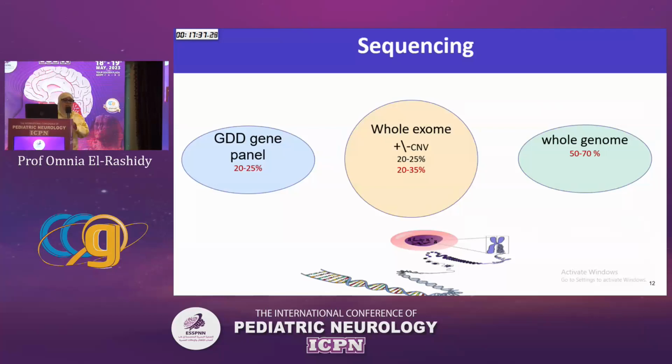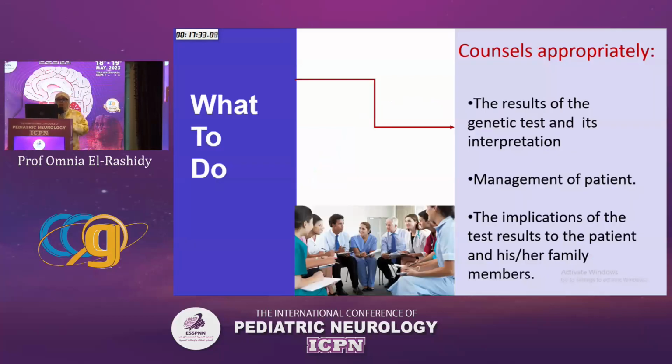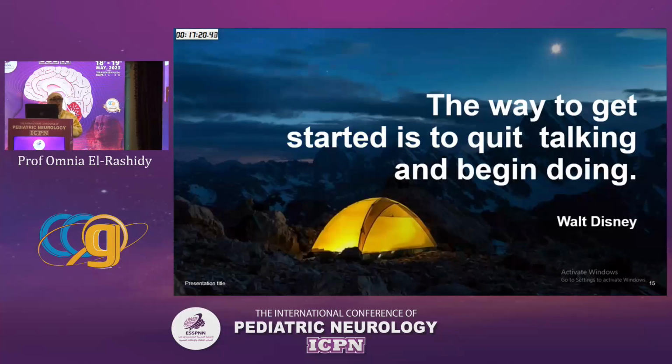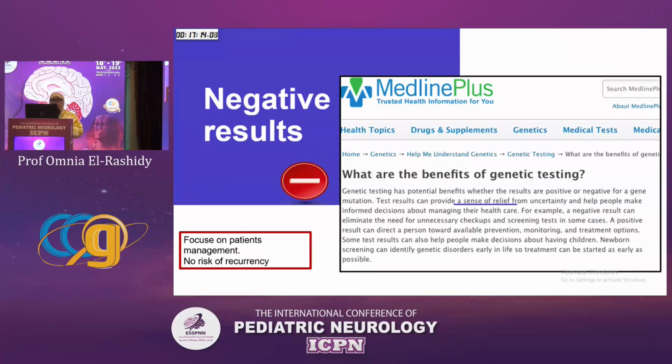And this is the mean for all labs, not a certain lab. What to do? How to counsel about the result and interpretation? How to manage the patient? What's the implication of this result to the patient and his family? Management: the way to get started. What am I going to do for my patient?